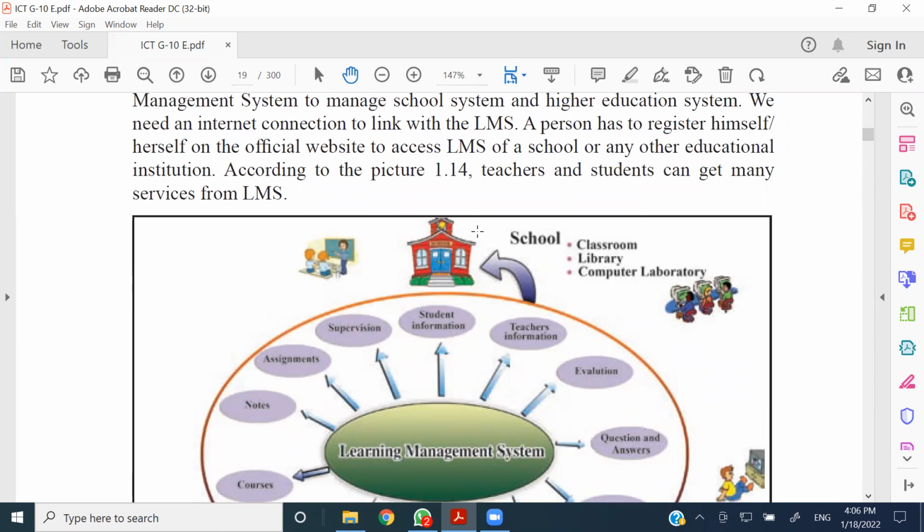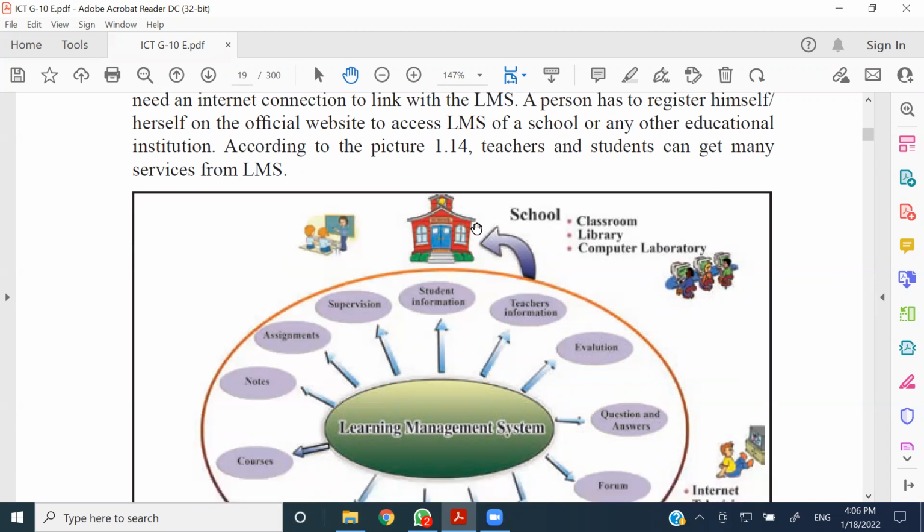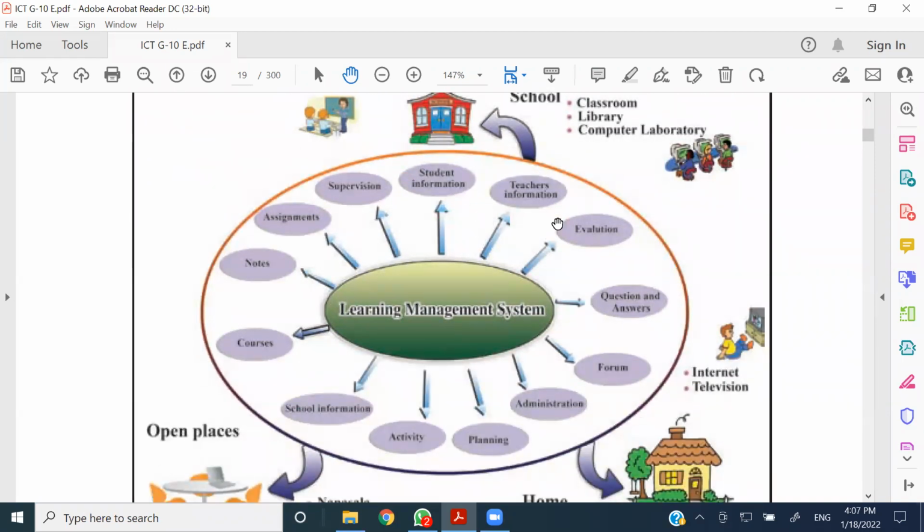Right, so as the next point, you may write it like this. Following are some services which are provided by LMS. So you can write the things on this picture as a list, and I think they are not that clear for you, so I will read those things out.